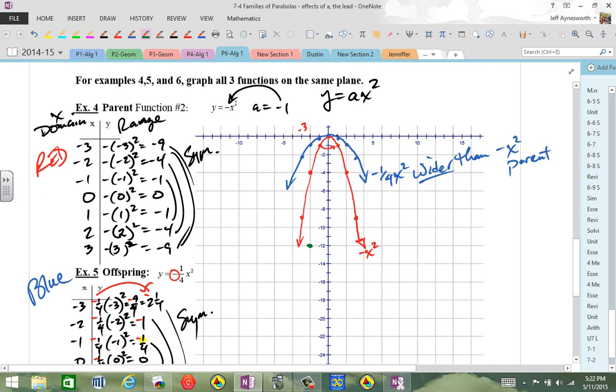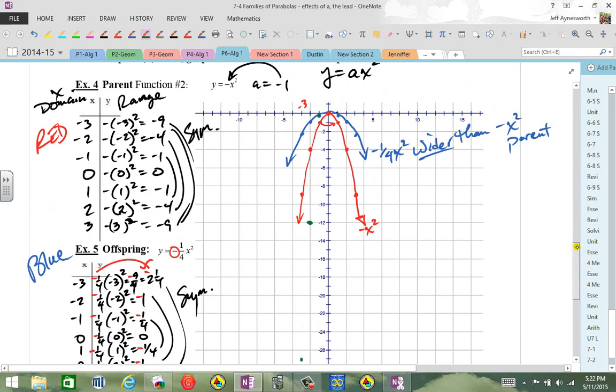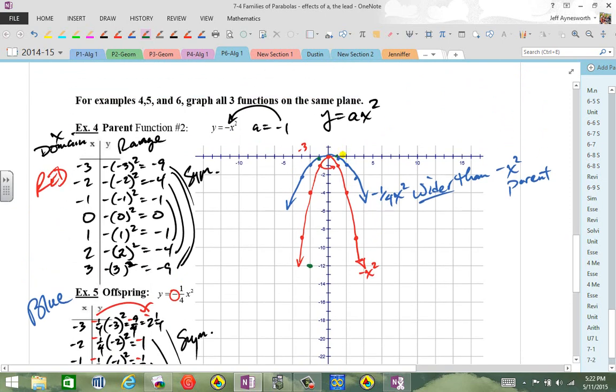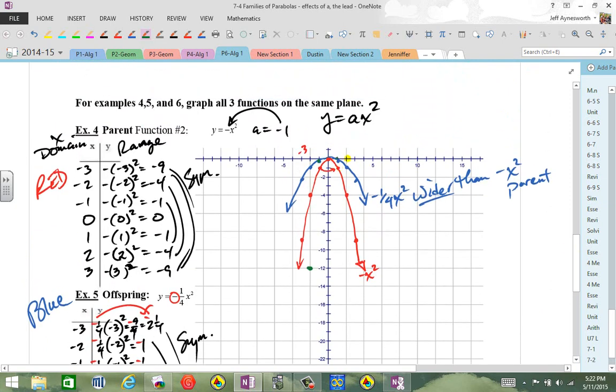Left 1, down 1/4. Right about there. And then 0, 0. And then 1 comma negative 1 and a quarter. Right there. 2 comma negative 1. So right 2, down negative 1.